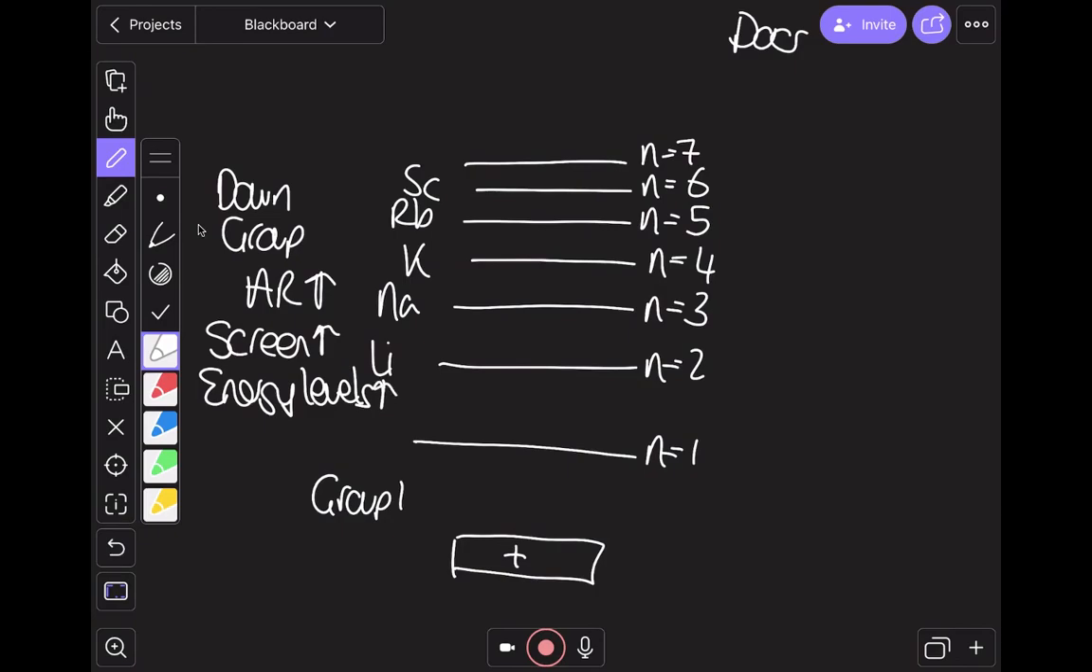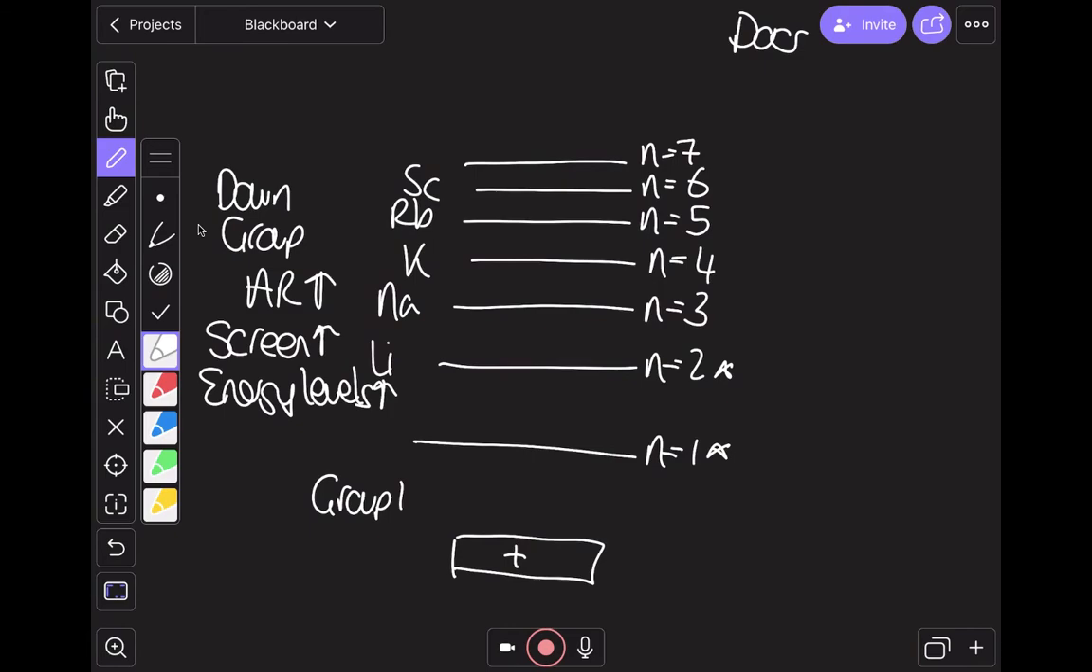So if I'm interested in lithium, the line N is equal to 1 is its screen. If I'm looking at sodium, N is equal to 1 and N is equal to 2 is the screen for its outer electron, and so on as you move backwards. So atomic radius increases, and this is showing you your screening effect.